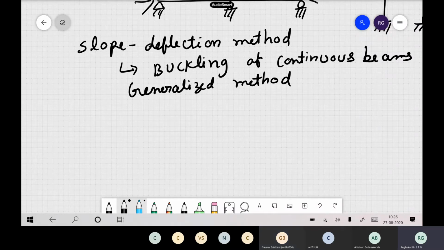Okay, not only rotations. You can have even displacement also. Suppose some support sinking is there, then you will have delta, and you also will have thetas. So you have seen, right?